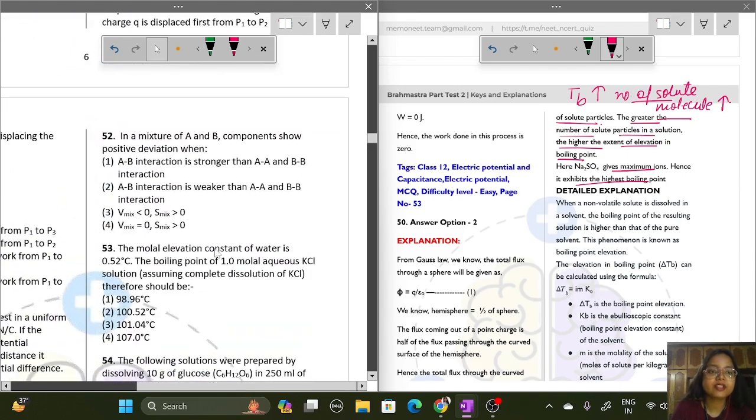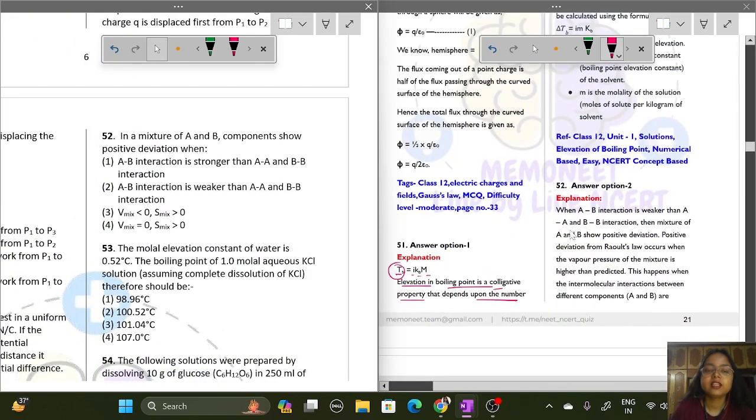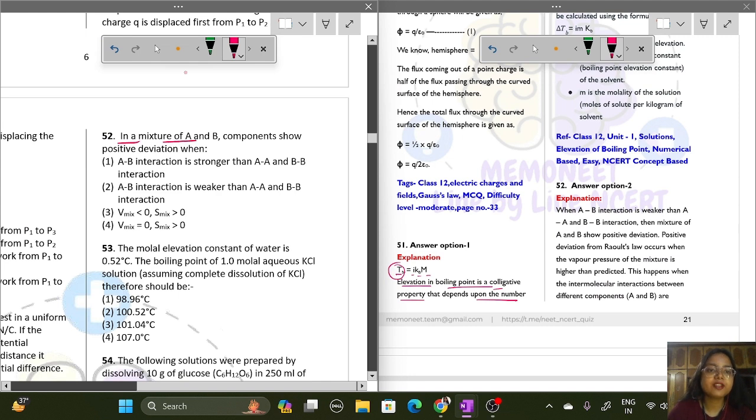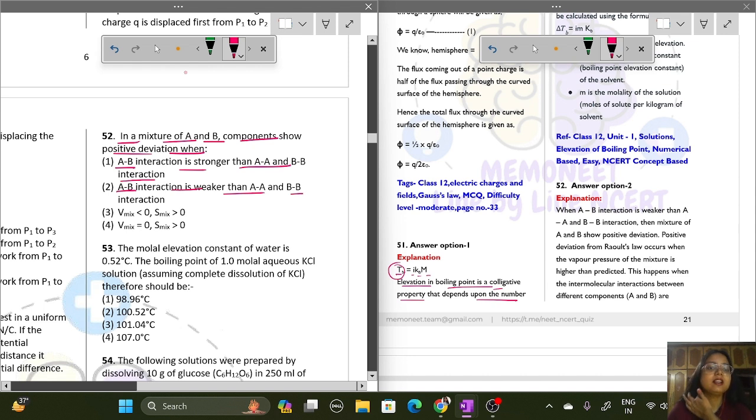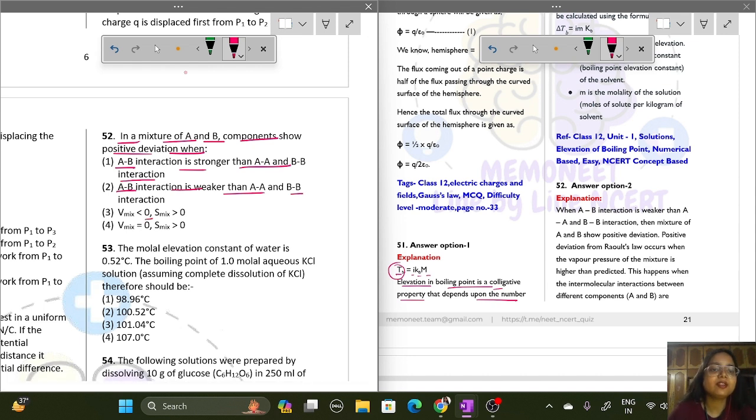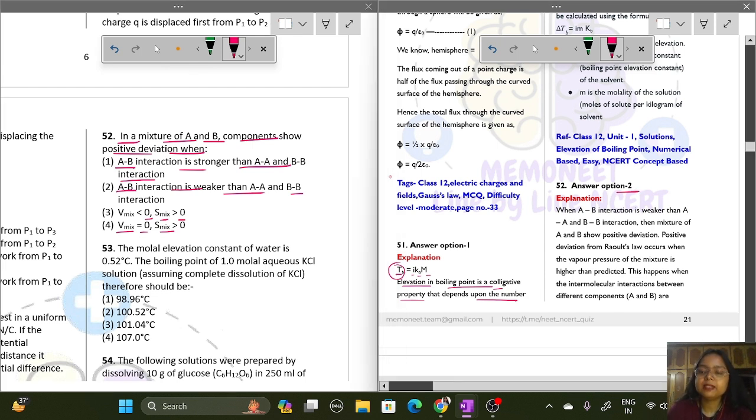Next is question number 52. In a mixture of A and B, the components show a positive deviation. The options are: AB interaction is stronger than AA and BB interaction; AB interaction is weaker than AA and BB interaction; V mix is less than 0 and S mix is greater than 0; V mix is equal to 0 and S mix is greater than 0. Which one is correct? Option 2 will be the correct option here.